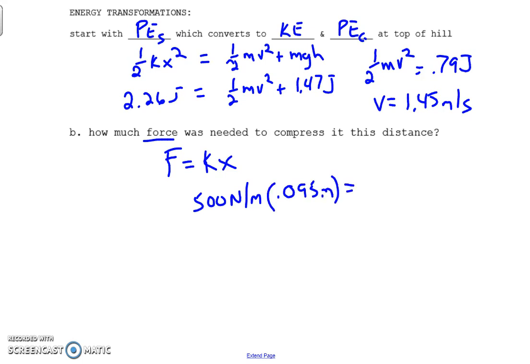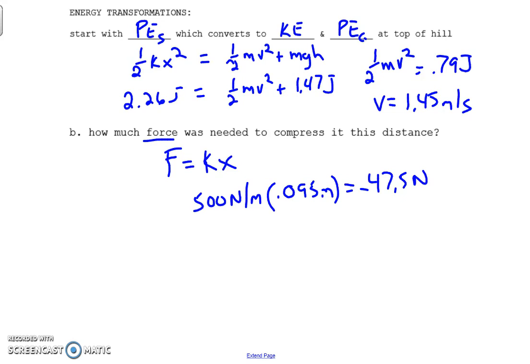So if you get your calculator, multiply that out, and work that out. Hopefully you got 47.5 newtons. Technically, it's negative, opposite the displacement of the object.